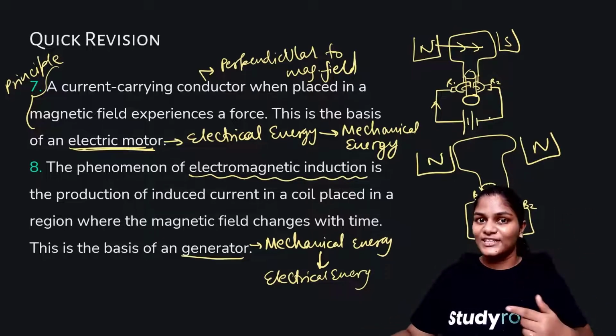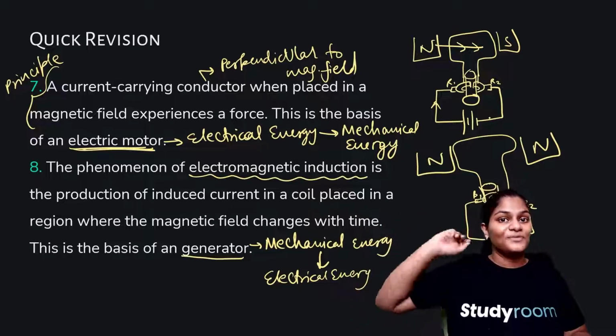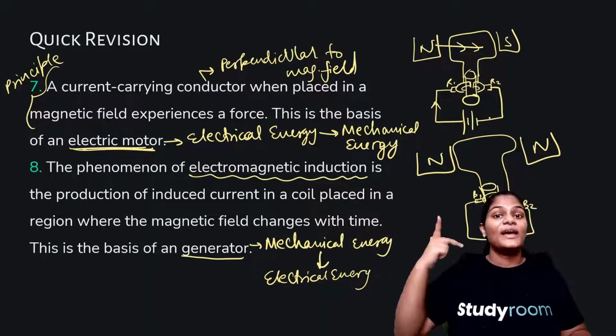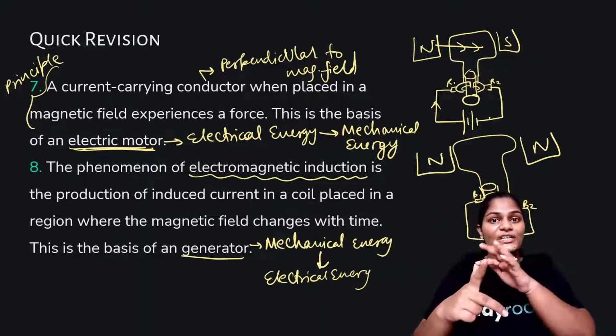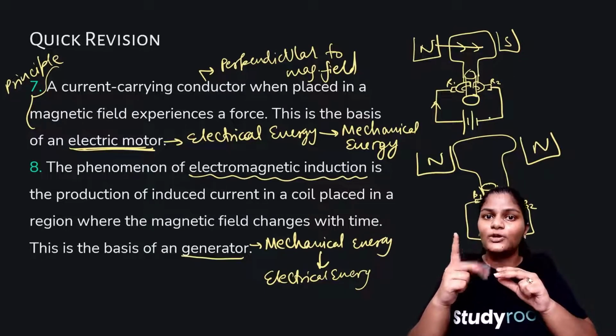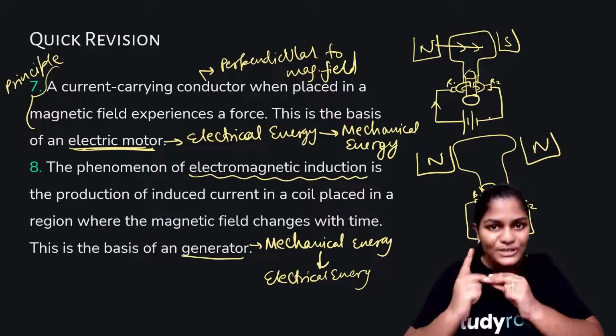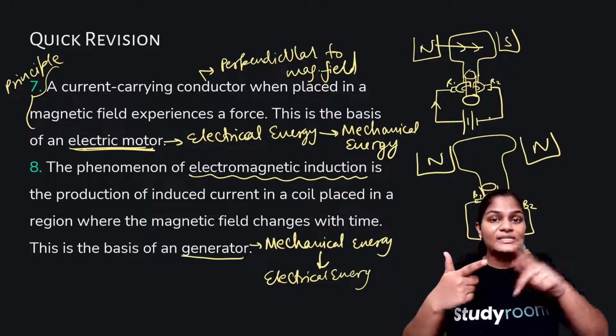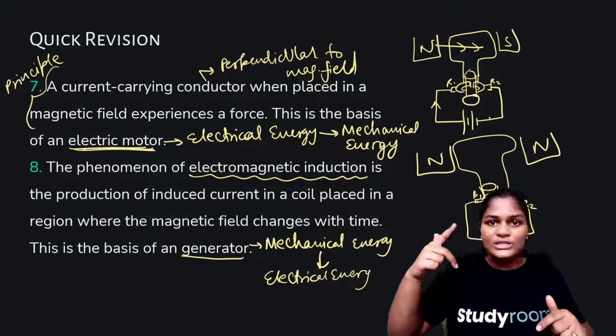Current is induced. And how do we find that out? Fleming's right hand rule. In this, what did each finger stand for? Here it was current, but here it is the induced current, not the normal current. In this was the magnetic field. Here also this is the magnetic field.